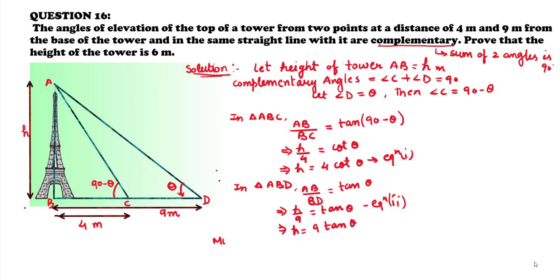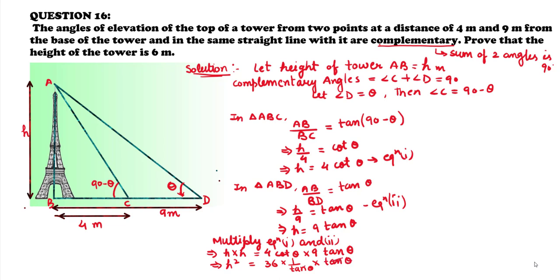Now multiply equations 1 and 2. h into h is equal to 4 cotangent theta into 9 tangent theta. We know cotangent is nothing but the inverse of tangent theta. So we will get h square is equal to 36 into 1 upon tangent theta into tangent theta. Tangent theta and tangent theta get cancelled out. So h square is equal to 36. Take the root on both sides. h is equal to 6 meters. Hence proved.